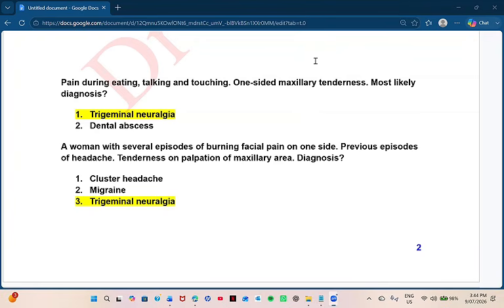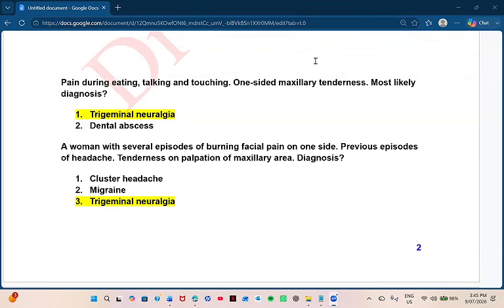Yes, severe unilateral headache, right? The patient can have associated autonomic symptoms, like red eyes, runny nose, and lacrimation. The patient also has retro-orbital pain, very severe orbital pain. The episode lasts around 15 to 180 minutes, right? So these are the attacks.